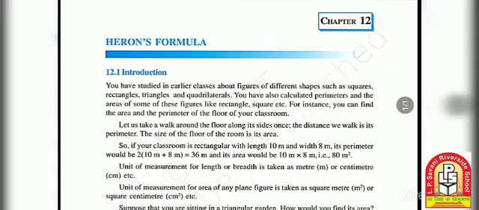Let us take a walk around the floor along its sides. The distance we walked is its perimeter, and the size of the floor of the room is its area. So if we want to find the perimeter of the floor, we have to walk around it. The distance we cover around that room is the perimeter.